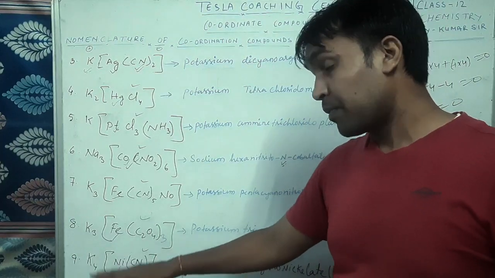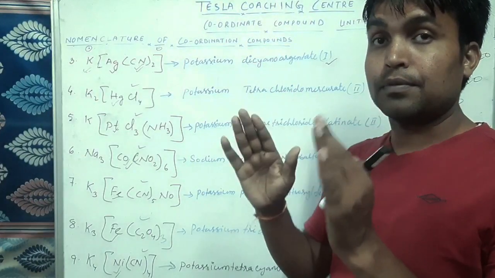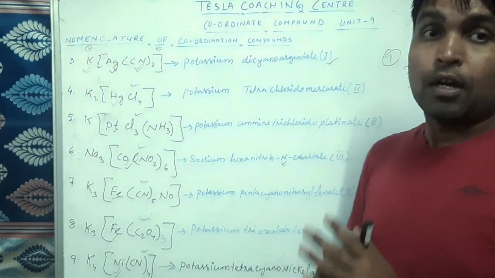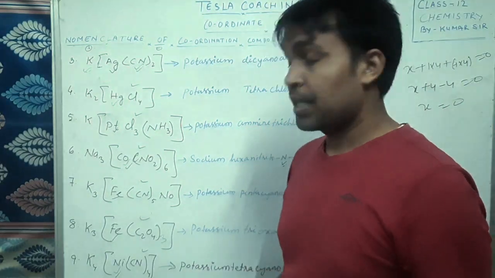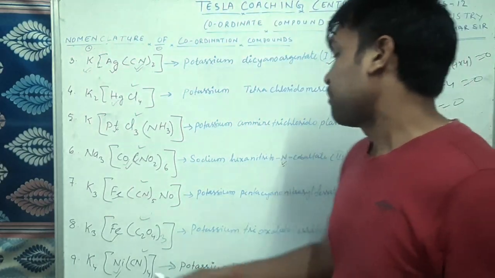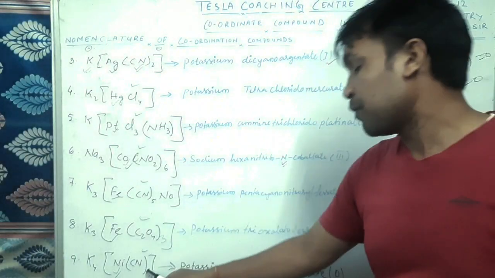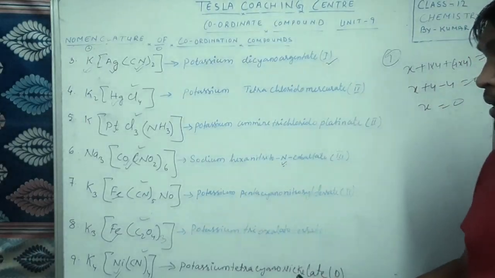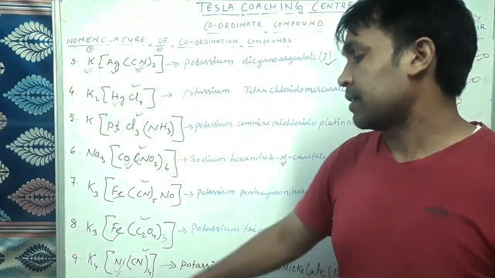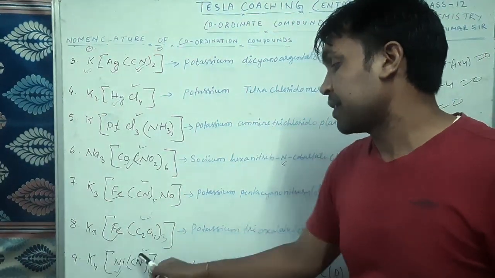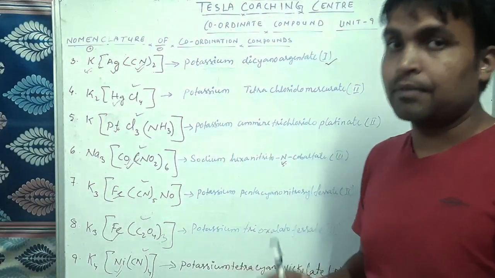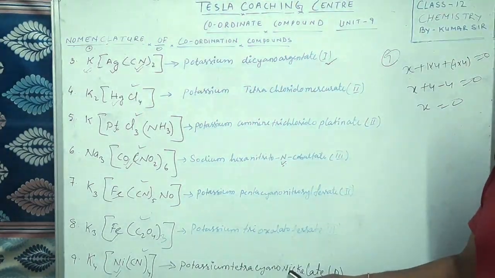Okay, next ligands is what? Inside the bracket. When we come inside the bracket, remember you have to name the ligands first, and that one also alphabetically. So this one is what? Cyanide. So how many are there? 4. So tetracyano. And then nickel, its name is nickel, but this coordination entity is negative, so the name will change into nickelate.